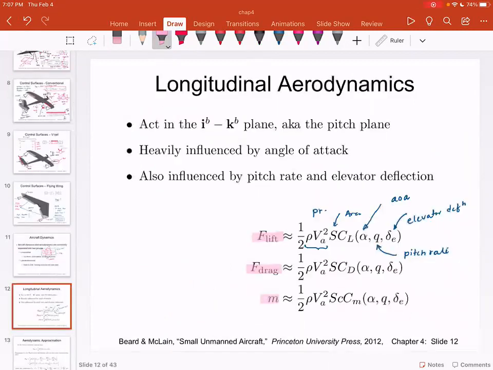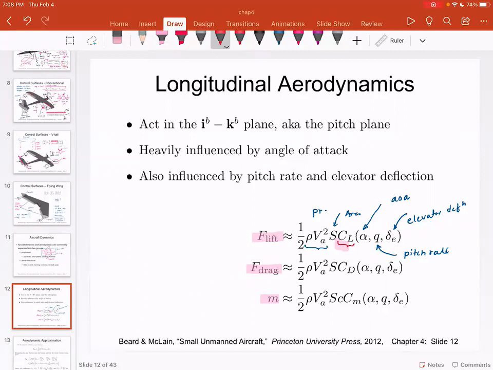The point to be noticed is that coefficient of lift, coefficient of drag, and coefficient of moment are non-dimensional coefficients, like 0.1, 0.2, 0.3, 0.4. They are dependent on angle of attack, pitch rate, and elevator deflection, and that is common for all of these. How do we find out the actual value of CL, CD, and CM? That is done by experimental aerodynamics, wind tunnel testing, and computational fluid dynamics. But as far as we are concerned, CL is a function that gives me the output as a number, a coefficient that is dependent on the angle of attack, pitch rate, and elevator deflection.